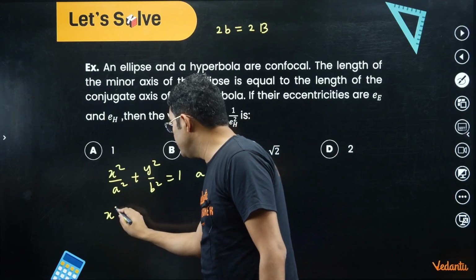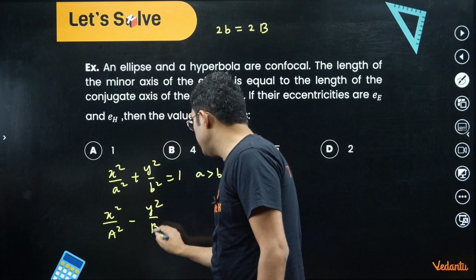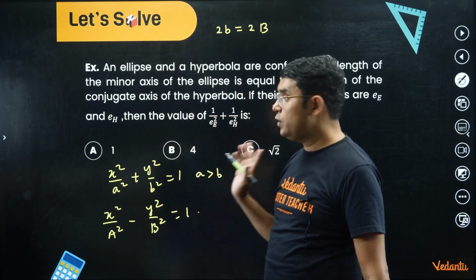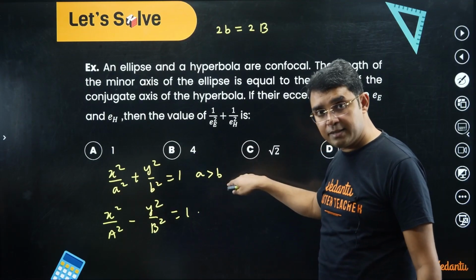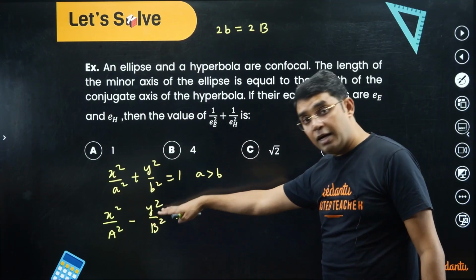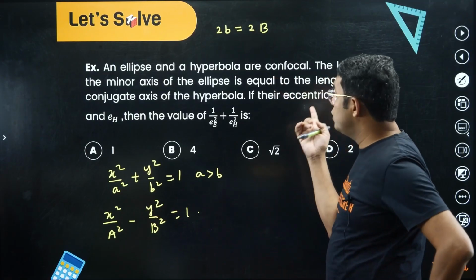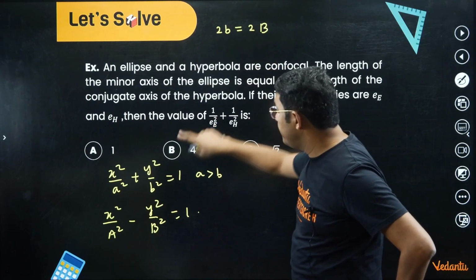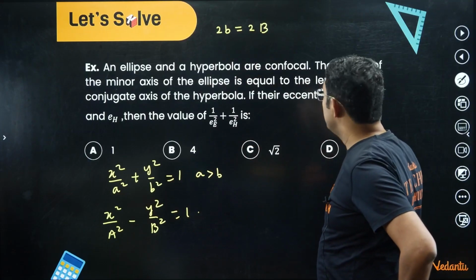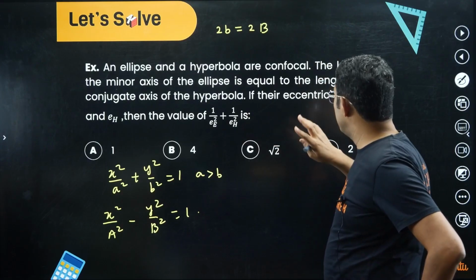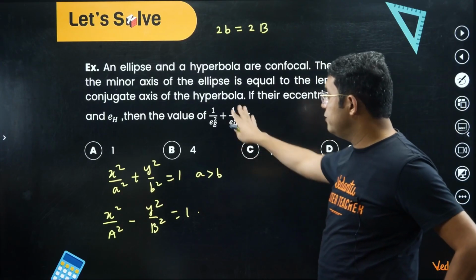And for the hyperbola I am using x square upon capital A square minus y square upon capital B square is equal to 1. Okay, so they can be confocal because the major axis of the ellipse will be along the x-axis where the focus will lie, and the transverse axis will lie along the x-axis where the focus will lie. So 2 small b is equal to 2 capital B, as given. Okay, and they are confocal. If their eccentricities are EE and EH, we have to find the value of this expression.